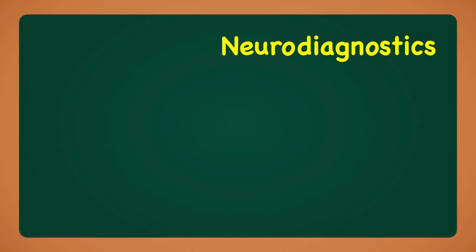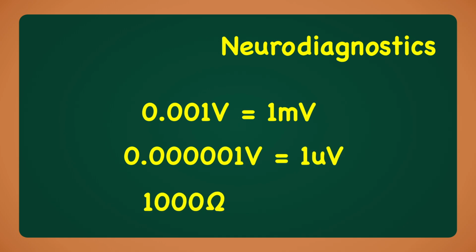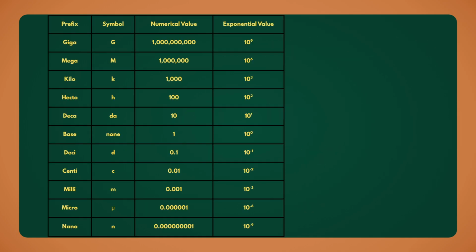The same principle applies throughout neurodiagnostics. Instead of working with fractions of a volt or thousands of ohms, we use units such as millivolts, microvolts, and kilo-ohms because they make the numbers much easier to work with. Here is a chart with the standard prefixes for metric units. As you can see, here is the name of the prefix, the unit symbol, the number itself, and the base 10 exponent for the prefix.